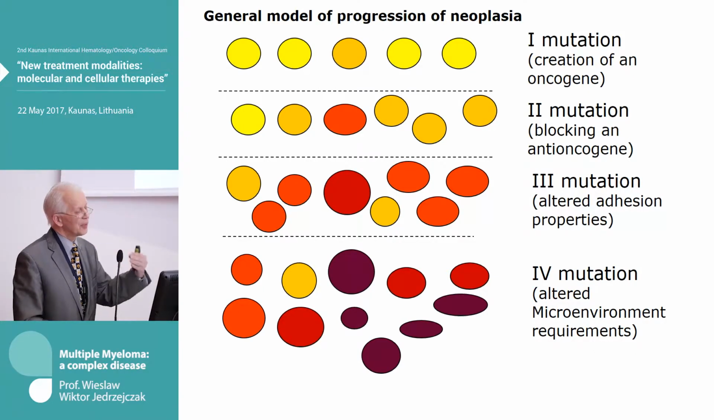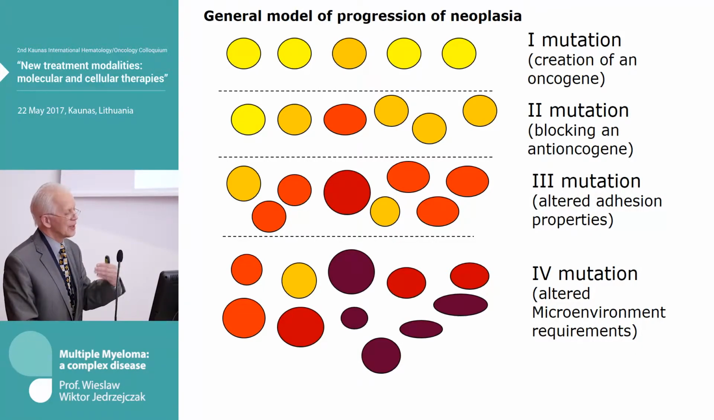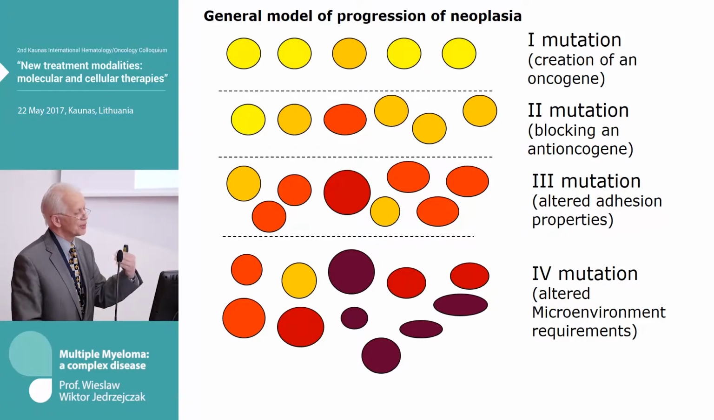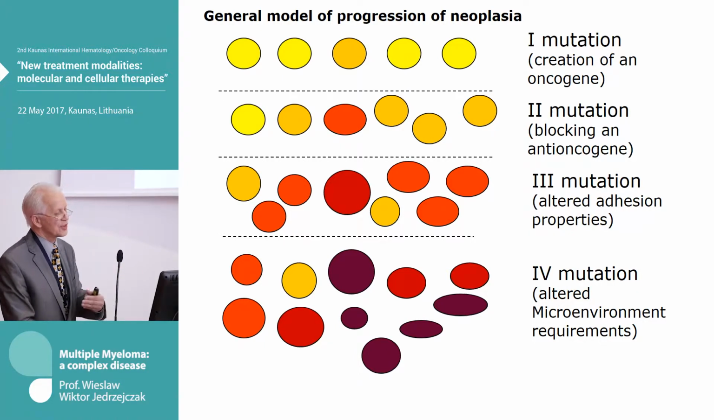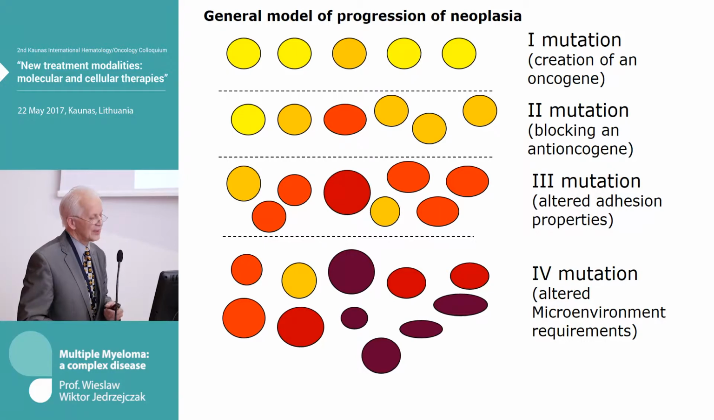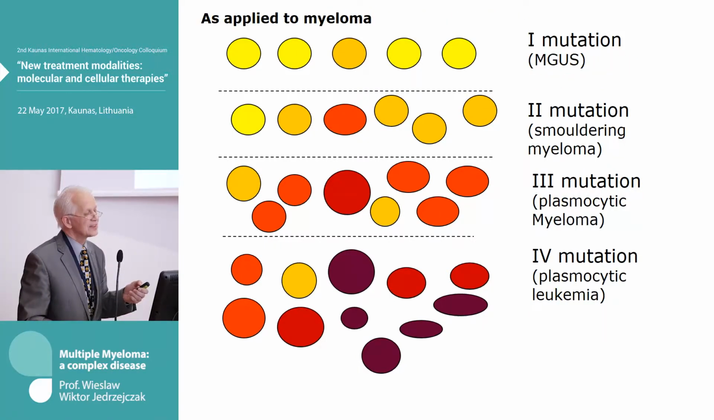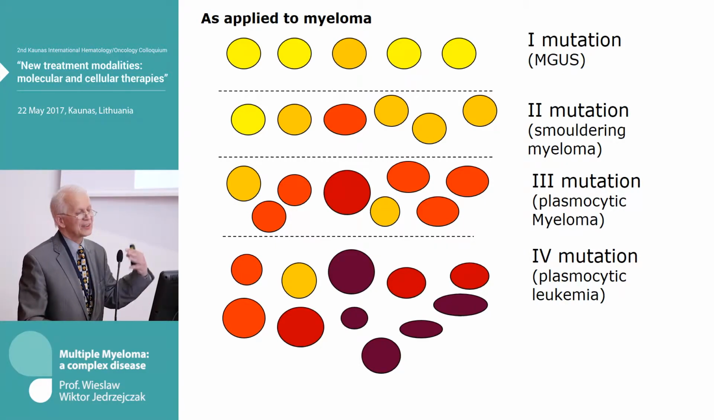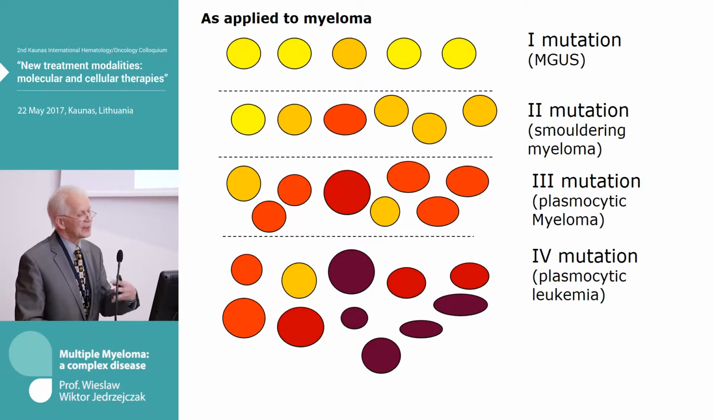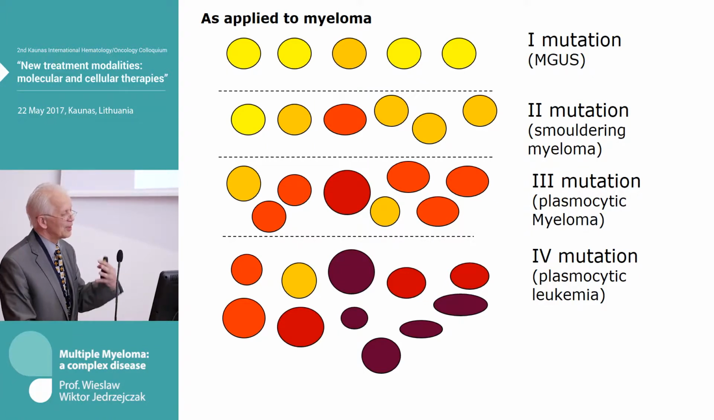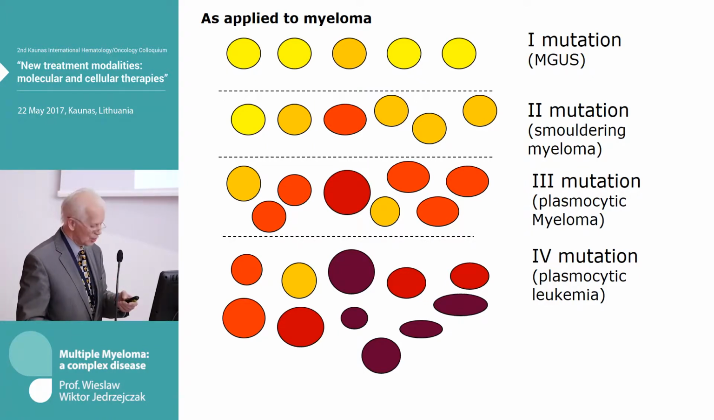Then the winning population will be the cell population with two mutations over normal cells and cells with one mutation, and then a fourth mutation may occur, and this will be associated with further progression of disease. And if this is applied to myeloma, the first mutation will result in monoclonal gammopathy, the second mutation is smoldering myeloma, then the third mutation is plasmacytic myeloma, and the fourth is plasmacytic leukemia.